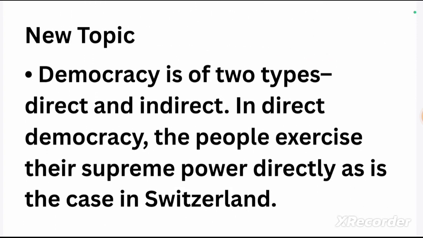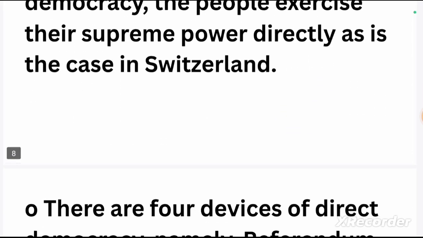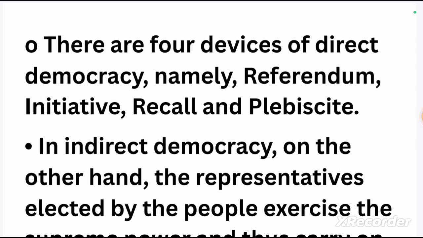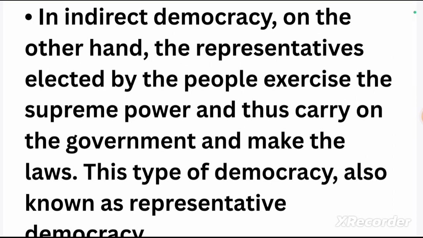New topic. Democracy is of 2 types, direct and indirect. In direct democracy, the people exercise their supreme power directly, as is the case in Switzerland. There are 4 devices of direct democracy, namely referendum, initiative, recall, and plebiscite. In indirect democracy, on the other hand, representatives elected by the people exercise the supreme power and thus carry on the government and make the laws. This type of democracy is also known as representative democracy.